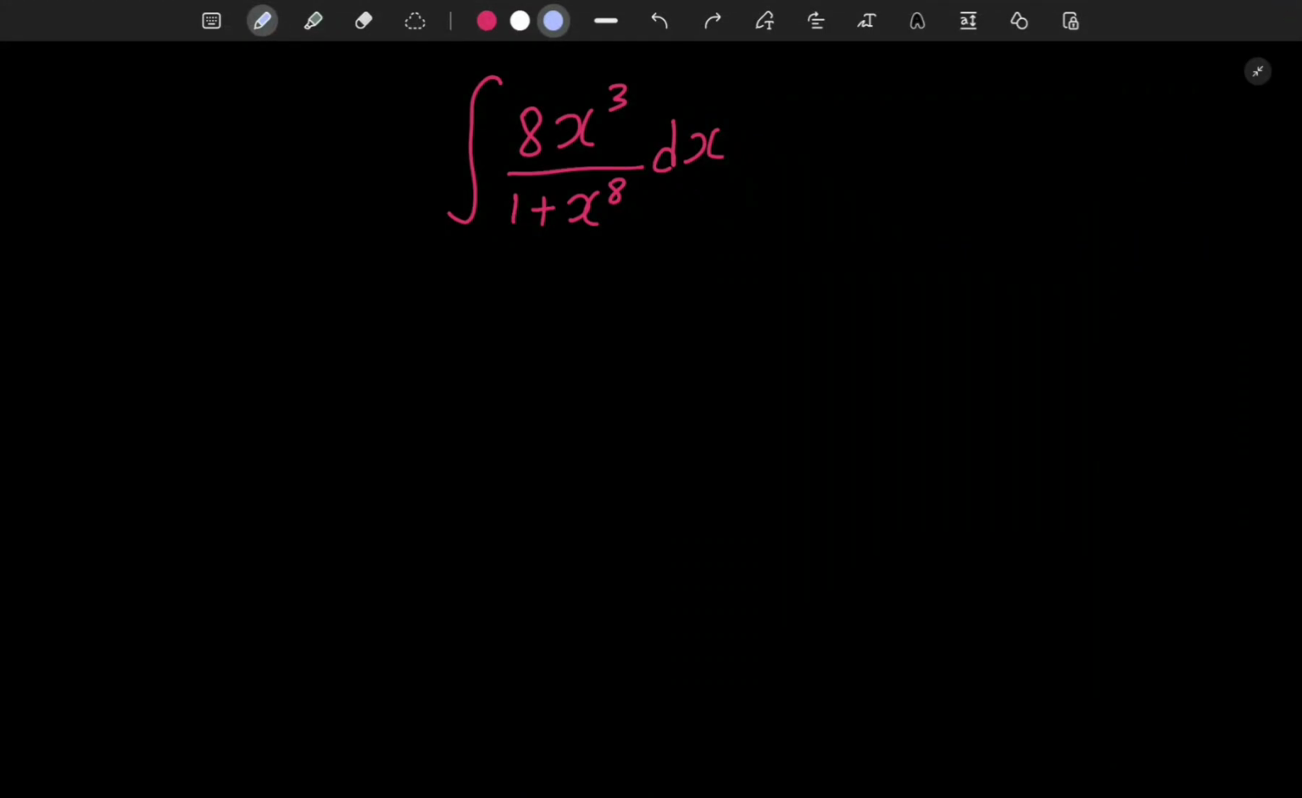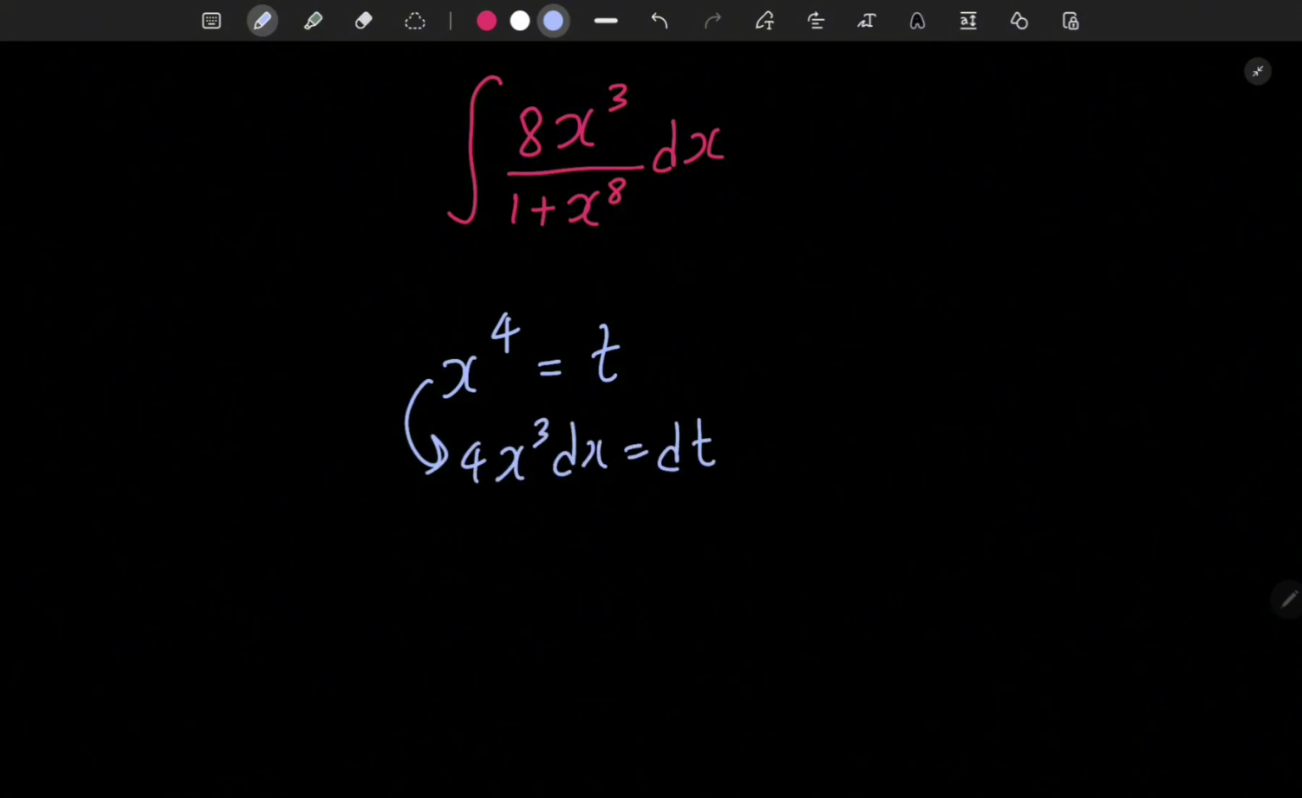In this video I'm going to solve this integral. First I'm going to take a substitution, let's say x to the fourth power is equal to t. Now I'm going to differentiate this x to the fourth. When I differentiate, this is 4 x cubed dx and this is dt.